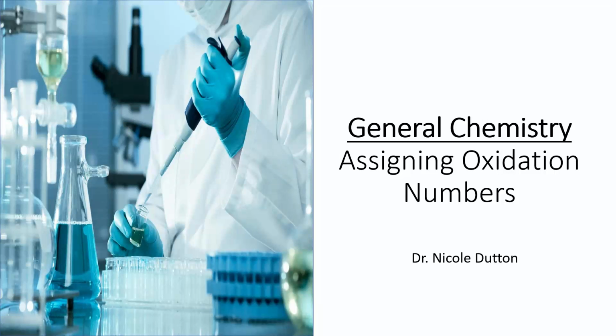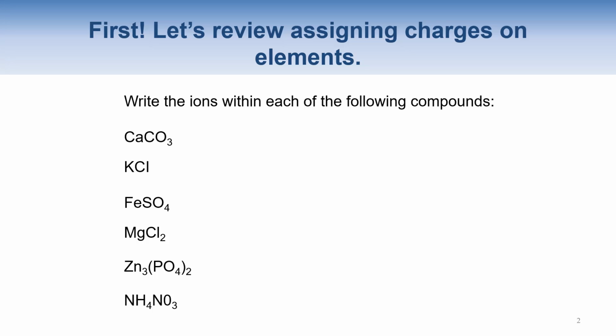Assigning oxidation numbers. First we're going to review how to assign charges on elements. The problem says to write the ions within each one of the following compounds. I'll show you how to do this with the first one, and then I'd like you to try the other ones on your own. For this first one, we have calcium carbonate.